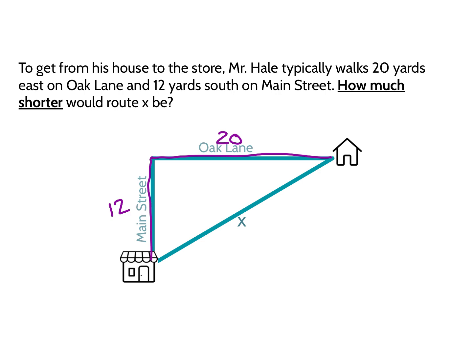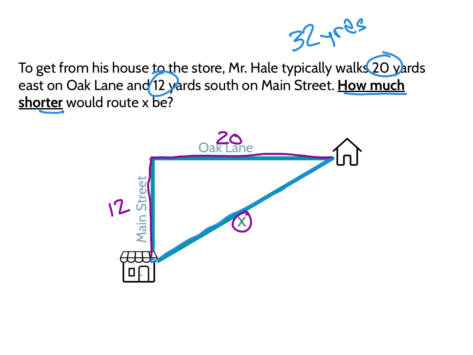This is a tricky question. There's one just like this on the test. It's not asking me what is X. If you read this too quickly, you're going to just find out what X is and move on, and that's only going to give you a half a point on the test. You need to actually answer the question, how much shorter would Route X be? So the first route is 32 yards because we're taking our 20 and our 12 together. We know that it will be shorter to travel the other route, but how much shorter? Well, let's find out.